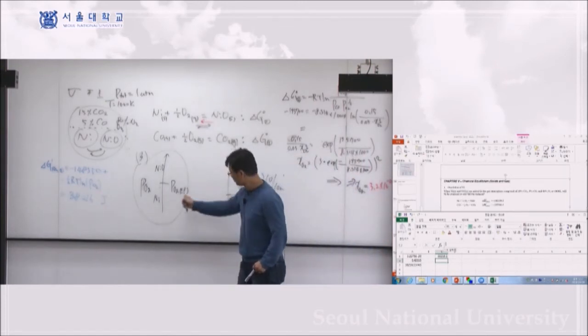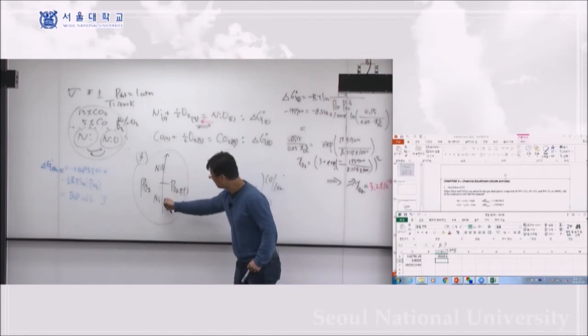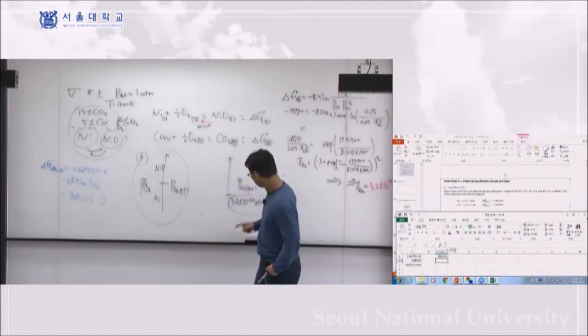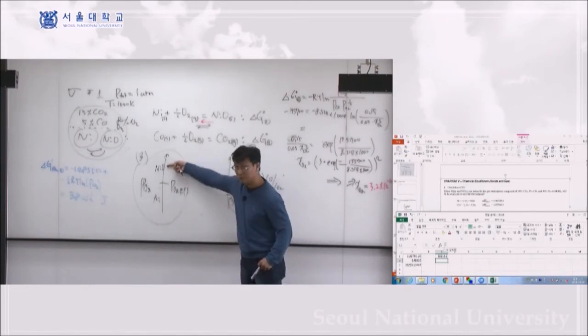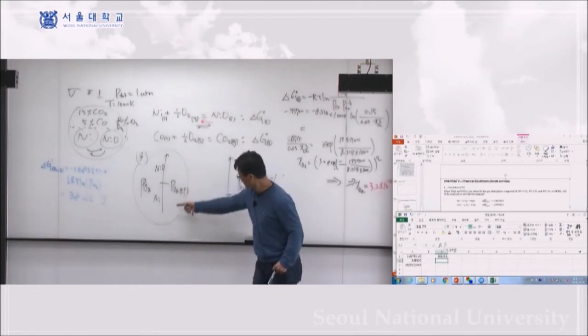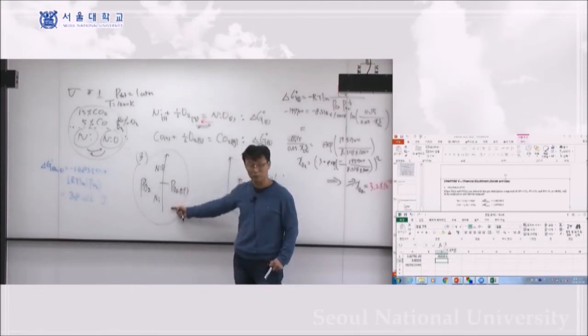I'm comparing this with my virtual equilibrium partial pressure between nickel and nickel oxide. If this is higher than this value, then I'm here, which means nickel oxide will be produced. If this is lower than this value, I'm here, then nickel will be produced. Do you understand this? Okay.